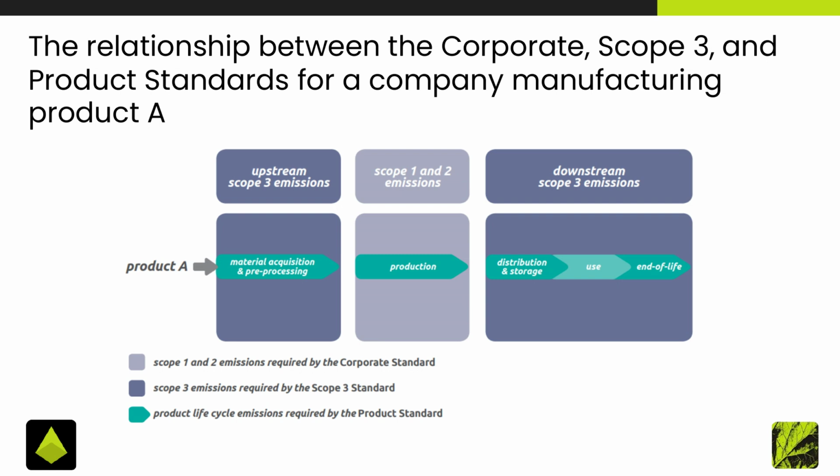Here's a breakdown of how the different standards interplay for a company manufacturing a product. Upstream, we're looking at Scope 3 emissions during material acquisition and processing. For Scope 1 and 2, we focus on emissions from production itself. Downstream includes distribution, storage, and end-of-life phases. This integration helps track the entire life cycle, ensuring a cohesive approach to reducing emissions.